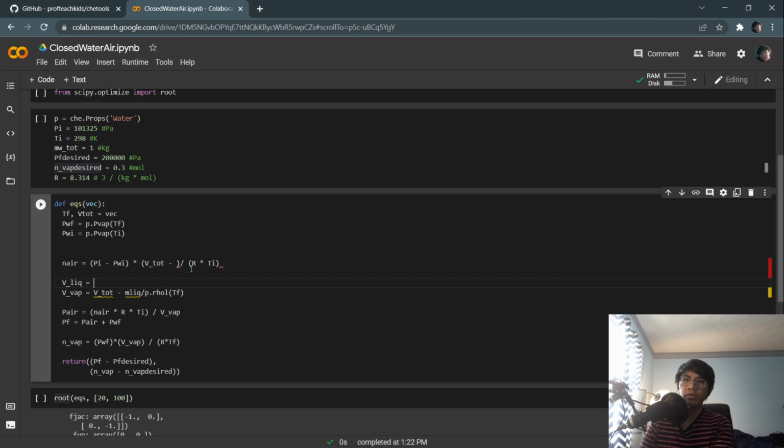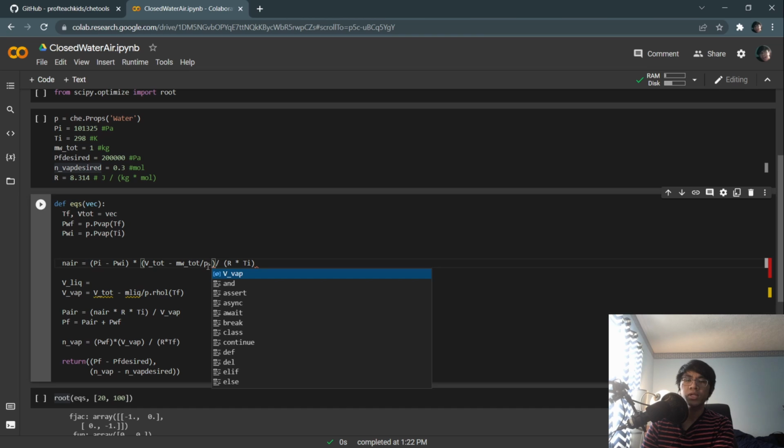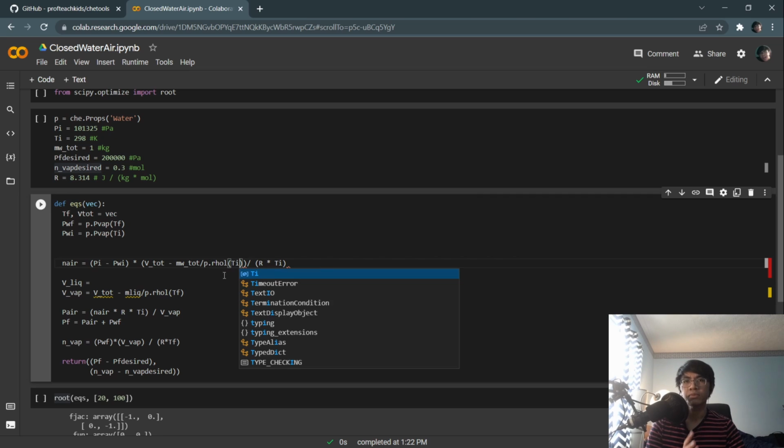But volume of the liquid, I believe it was, oh, hold on, that's actually not right, because remember this is the initial conditions. We're not accounting for the mass of the water vapor. So we actually have to use the total mass of water. Oh, it's MW total, sorry. MW total over the density of water, which is rho L, the density, and then that is at temperature initial.